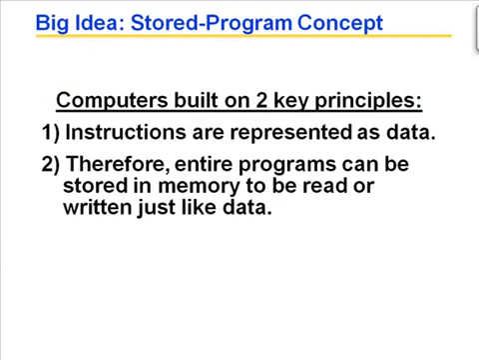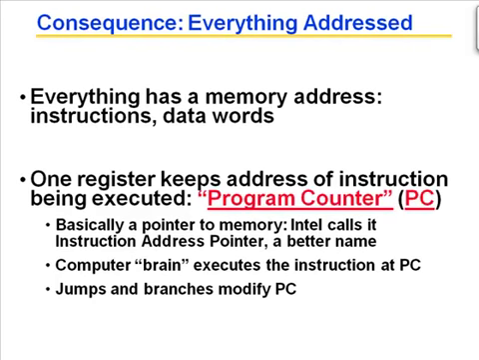Alright, so computers are built on two key principles. Instructions are represented as data, and this means that entire programs can be stored in memory to be read or written just like data. So everything has a memory address. The instructions that we use, like when you do a LI or an add, the data words, they all have a memory address. And there's this one register that rules over all that called the program counter. It's a pointer to memory. Intel calls it the instruction address pointer. It's like the next thing to be executed on the processor.